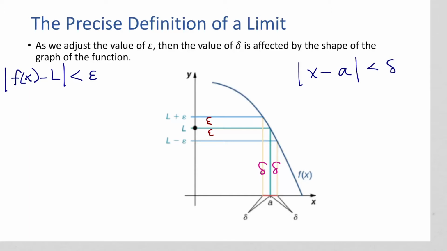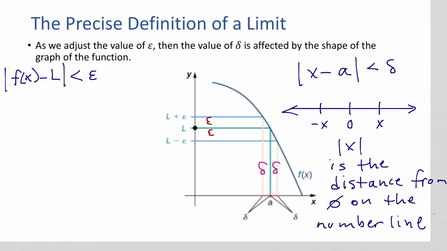So then the next thing I want to talk about is how do we make sense of why these absolute value bars are in our definition. Let's look first over here at the absolute value of x minus a is less than delta. That goes back to the absolute value definition that we learned a while back. Let's say this is 0, and we want to have a distance to one side of 0 and the same distance to the other side of 0. So it makes sense to say that the absolute value of x is the distance from 0 on the number line.